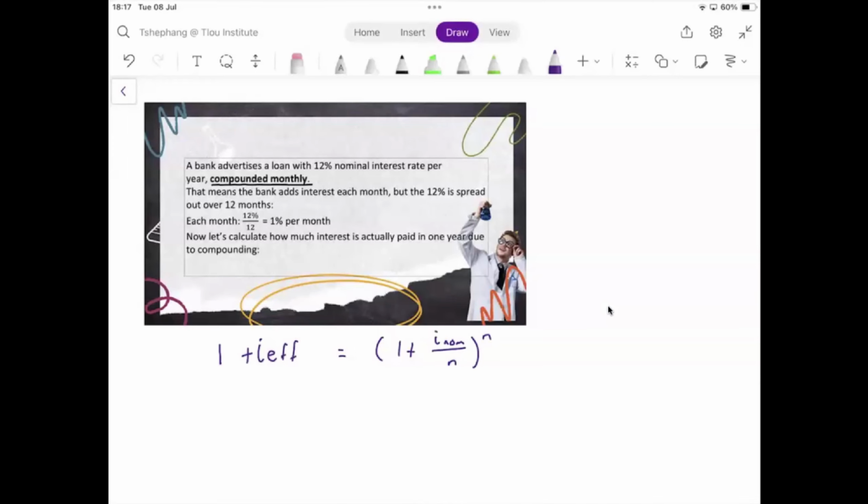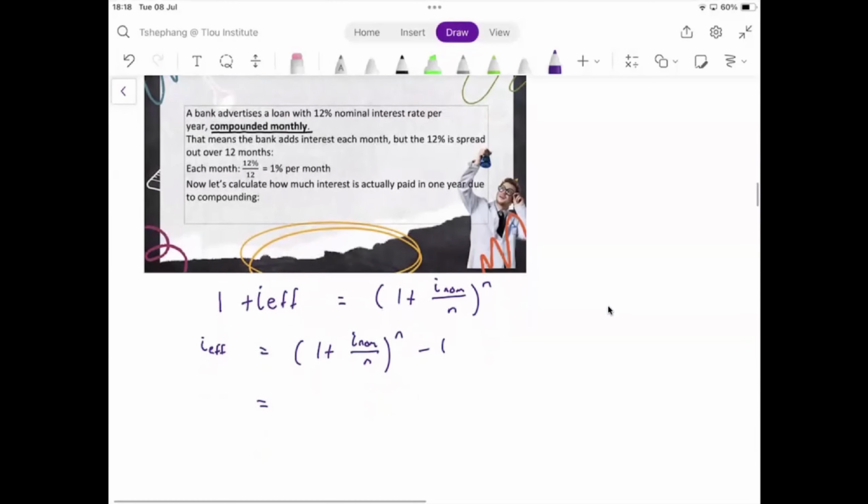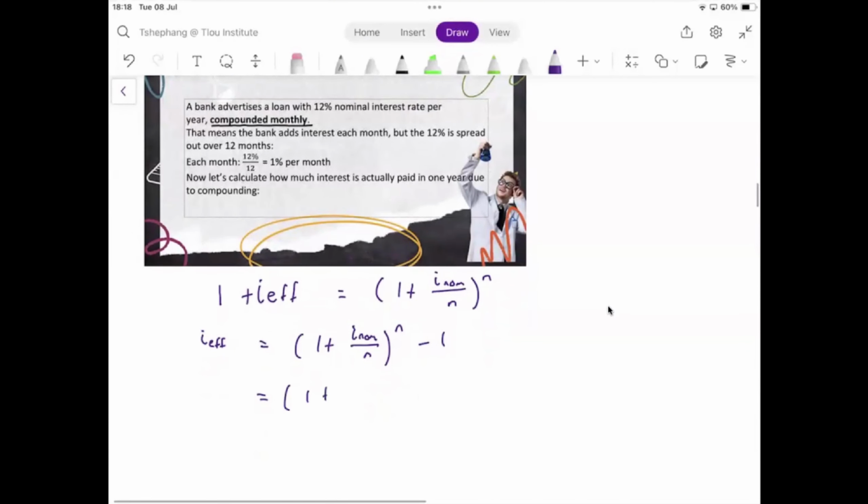Now let's just calculate. What is it that we're trying to calculate? We're trying to calculate the what? The effective rate. So what will we say? Take the 1 over to the other side. So the i effective is going to be (1 + i nominal over n) to the power of n, minus 1. Now let's substitute. I'm hoping they gave us everything. So this is 1 plus, what is the nominal interest? It's going to be 12%.